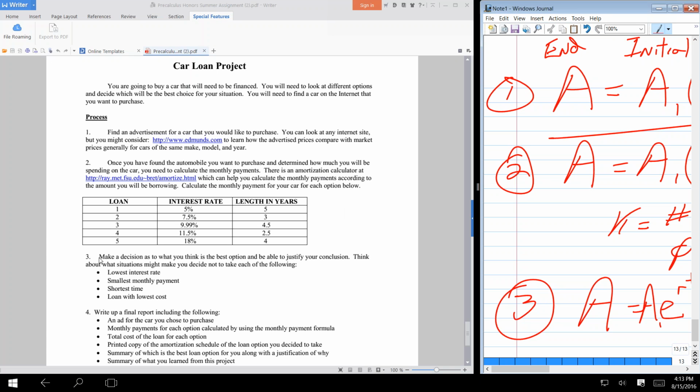Okay. Now you can answer number 3. Well, the lowest interest rate is clearly number 1. But the smallest monthly payment might not be number 1, might be number 2. The calculator will tell you that. Okay. The shortest time is clearly number 4, it's 2.5 years, and the loan with the lowest cost. Well, the cost is your monthly payment times how many months you have to pay. You multiply those 2 things together, and that gives you your total cost.